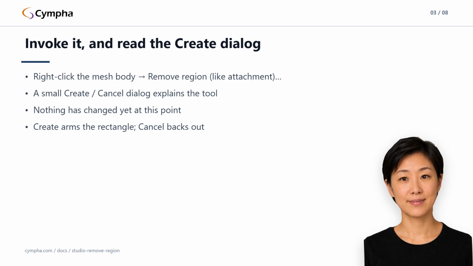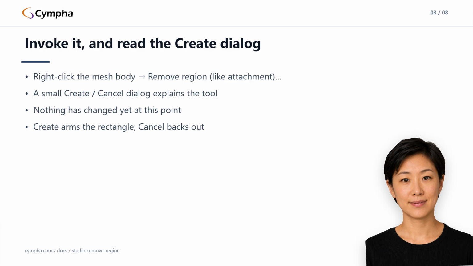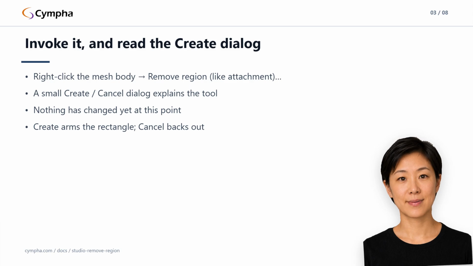Why the extra dialog when the brushes just start? Because Remove Region is more destructive in a small area than the brushes are. It doesn't weigh delete against smooth, it replaces the selection wholesale. The dialog is your moment to bail if you opened the tool by mistake. Click Create to arm the rectangle tool, or Cancel to back out with nothing changed.